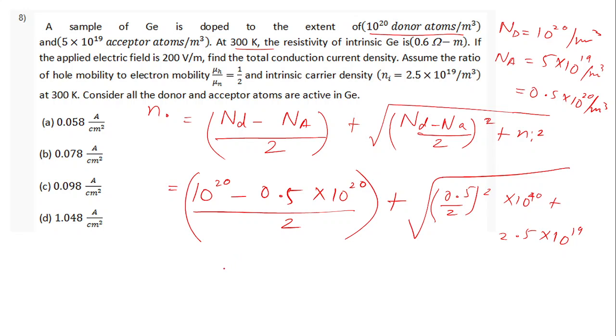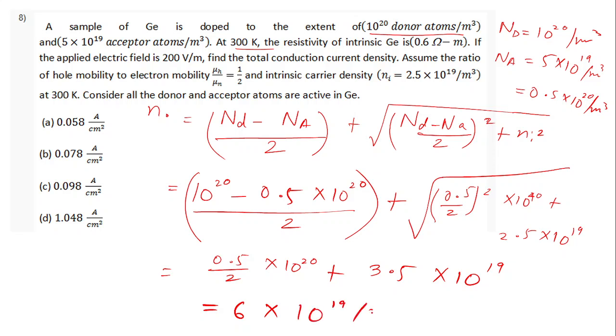When we solve this, it will be 1 minus 0.5, meaning 0.5 divided by 2, 10 to the power 20, plus, when we solve all this, we will get 3.5 times 10 to the power 19. If you do this, this total will be 6 times 10 to the power 19 per meter cube. This is electron concentration. Now hole concentration, we can call p naught, will be n naught square by n naught.